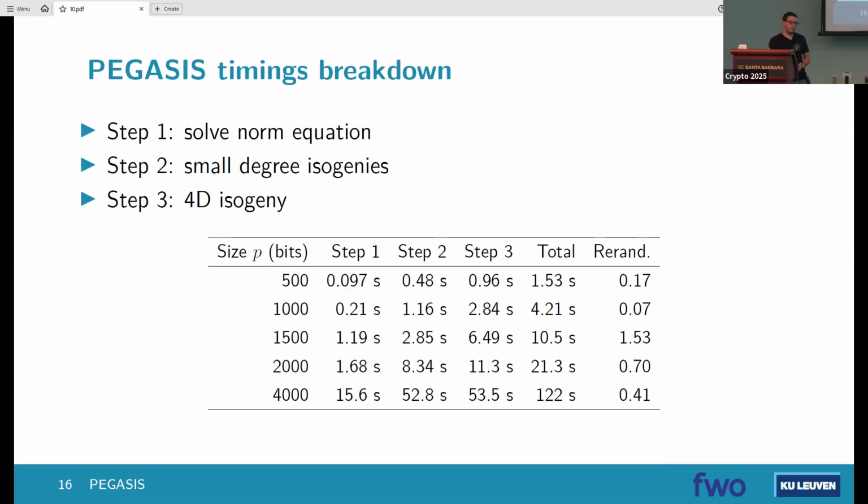For instance, at the 500 security level, of 1.5 seconds of total running time, 1 second is taken by the 4D isogeny computation. However, this proportion changes a bit the more we scale up. For the 4,000 parameters, the 4D part is still the most expensive, but the Elki's part, so step 2, is quite close. So the bottleneck is still dimension 4, but we see that the Elki's isogeny scales a bit better.